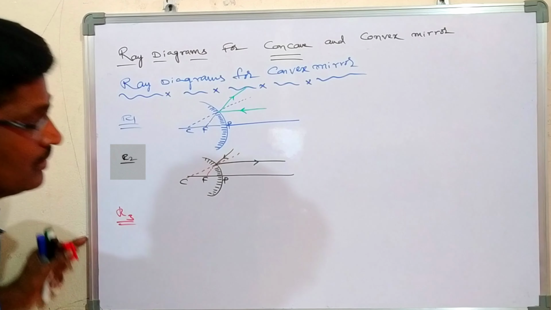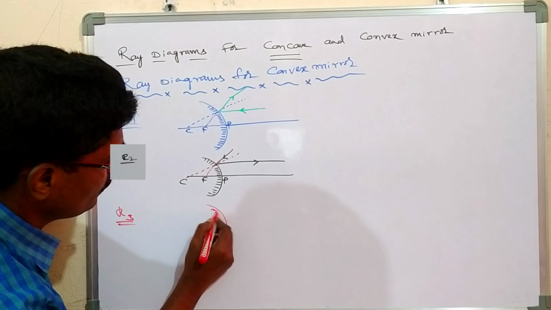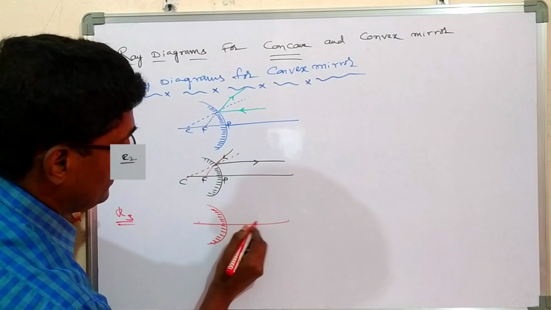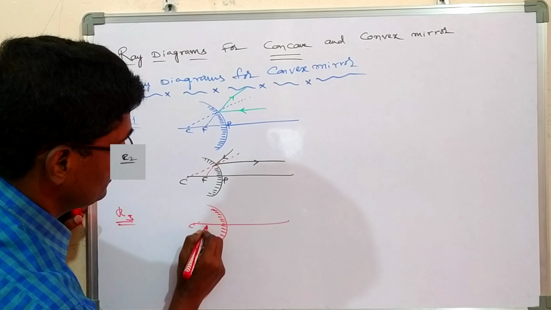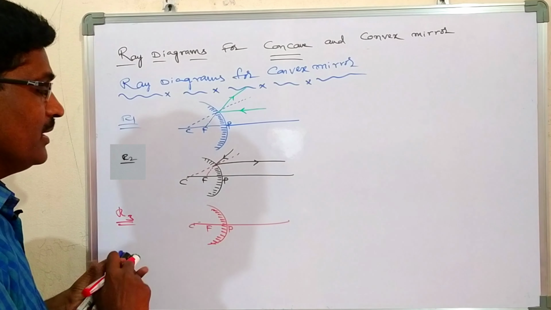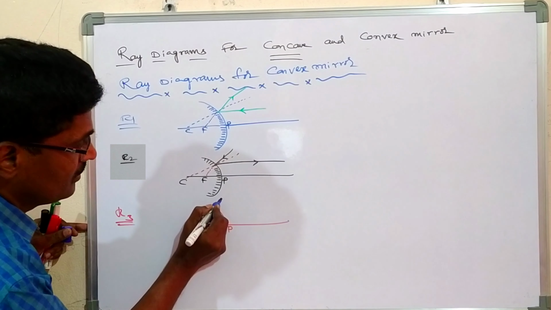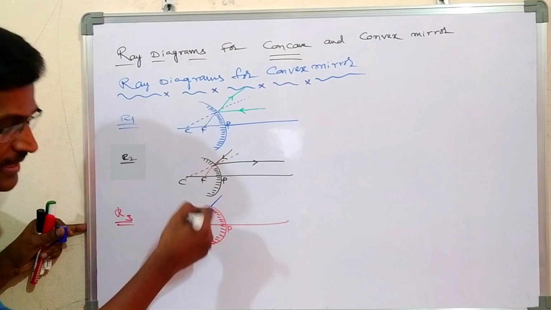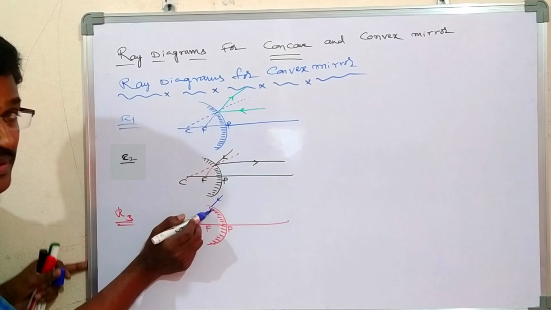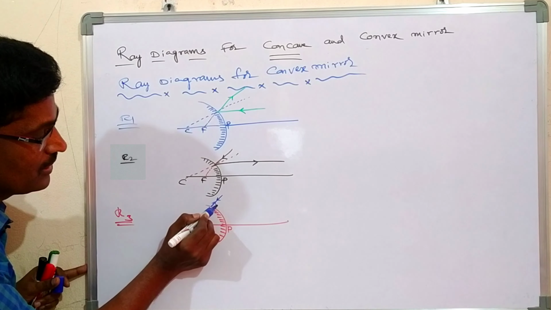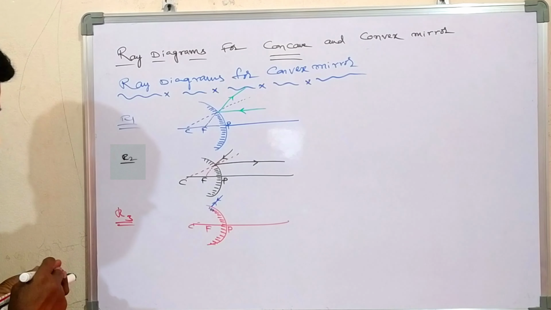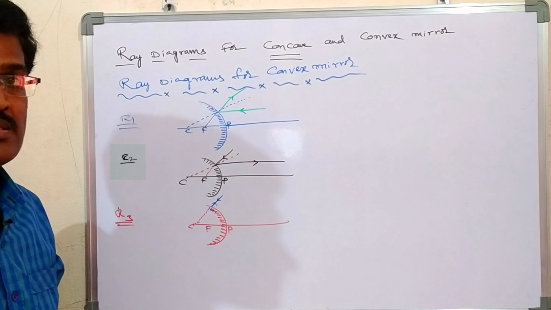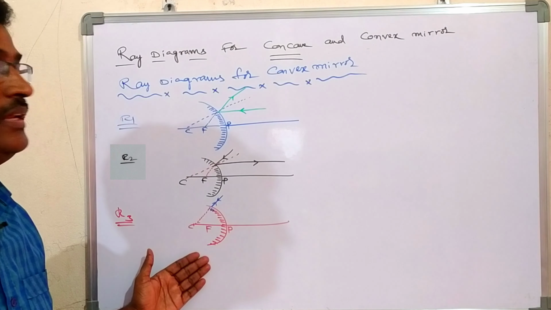Now, the rule for R3. It is a convex mirror. As you know, here is the principal axis, the center of curvature, the focus and the pole. If any ray is passing through the center of curvature, after meeting the mirror there is no place to move inside. That is the incident ray. After meeting the mirror, the reflection appears to come from the center of curvature. These are R3.